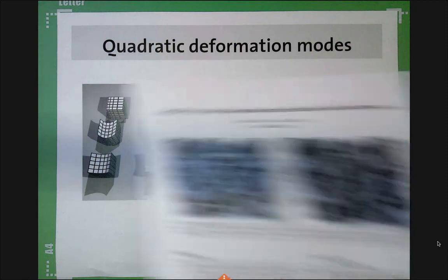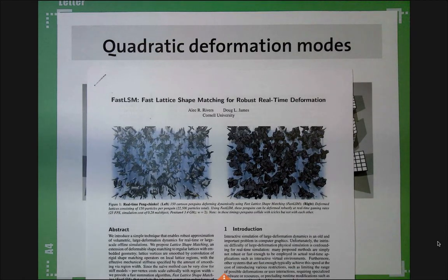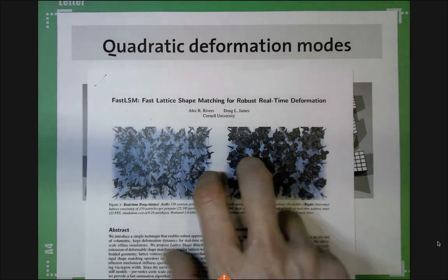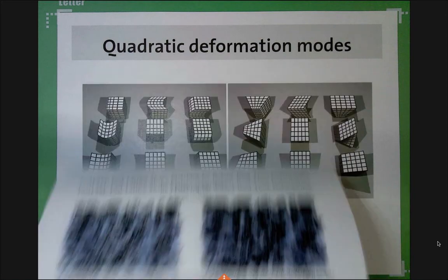And there is also a follow-up paper called FastLSM, which is essentially still the same idea, except that now there is a fast summation formula applied to the clusters, so that you don't have to compute for every cluster over all the particles, but you can reuse the computations you have done before. So this is basically an extension of that idea.